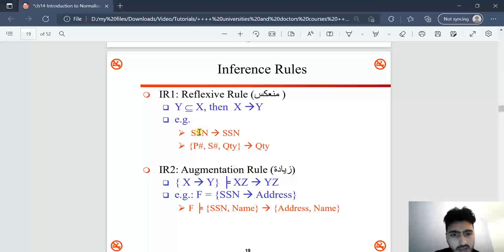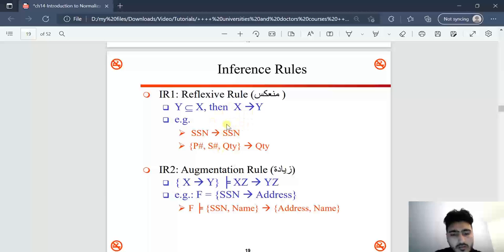For example, SSN determines the SSN because the right side, which is SSN, is a subset of SSN. Another example, we have P, S, and the quantity determines the quantity because quantity is a subset of this one. So if you have a functional dependency, then the right side should be, or may be, a subset of the left side by the reflexive rule.